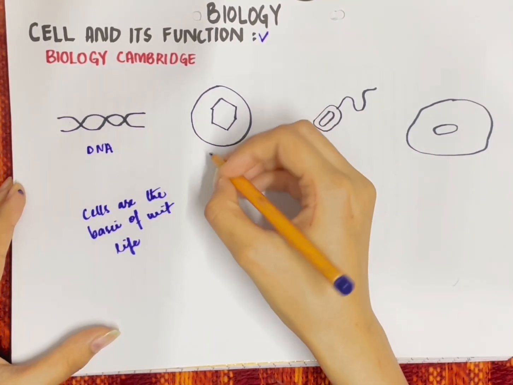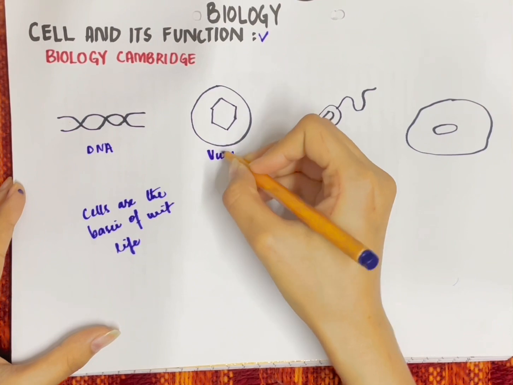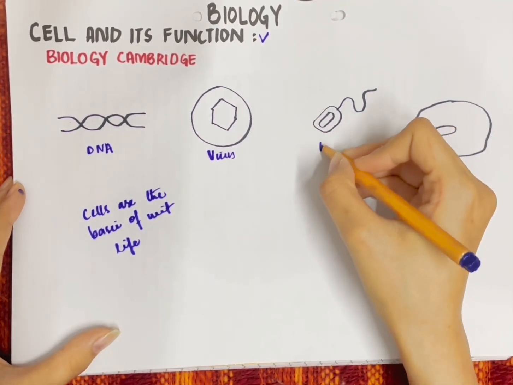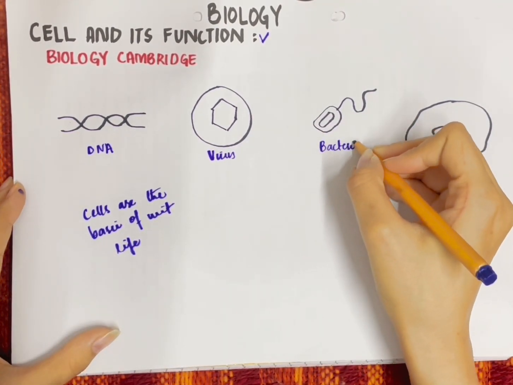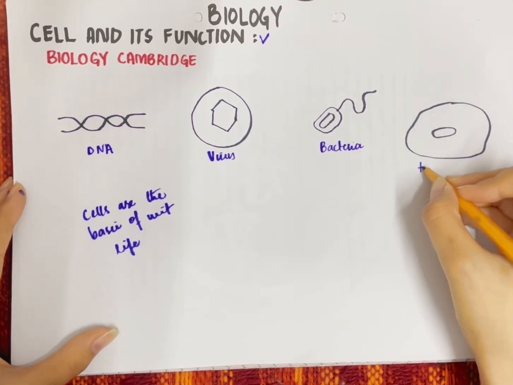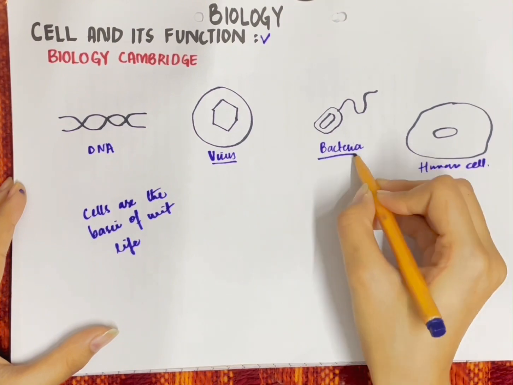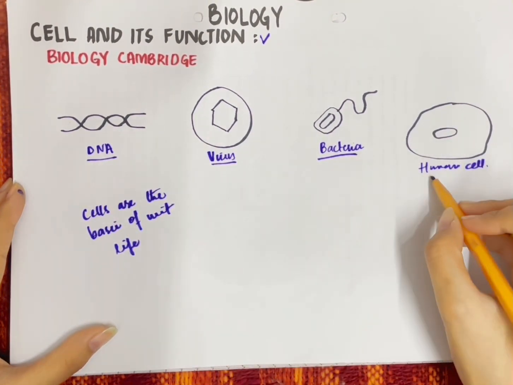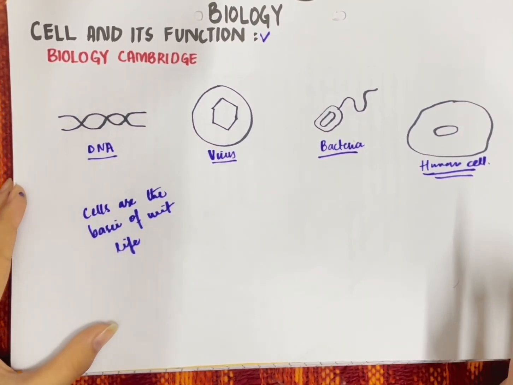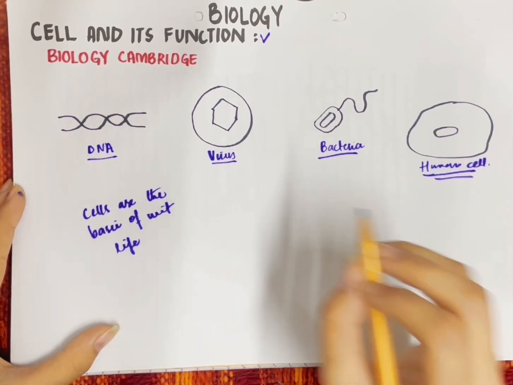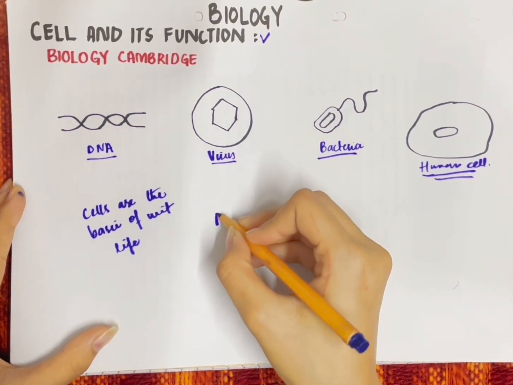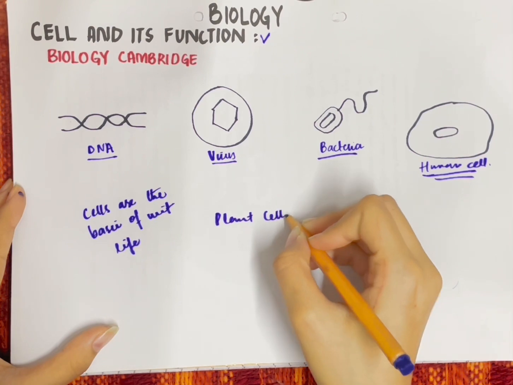When it comes to a virus, different kinds of cells are present in the virus. Then there's a bacteria where different types of cells are present in the bacteria, and a very important one, that is the human cell. The cells of virus, the cells of bacteria, the cells of DNA might be different from the human cell. Majorly, the cells are divided into two categories. These are plant cell and animal cell.